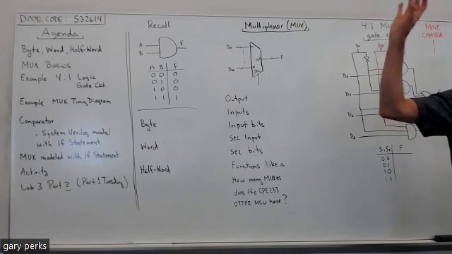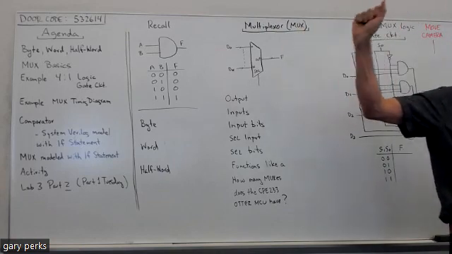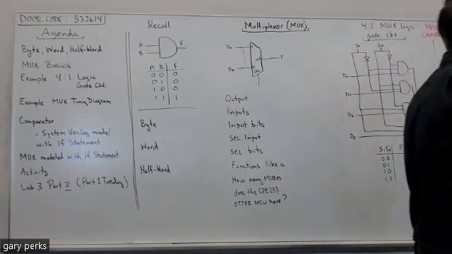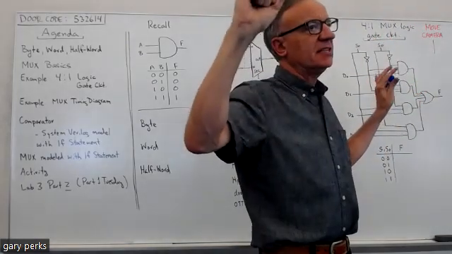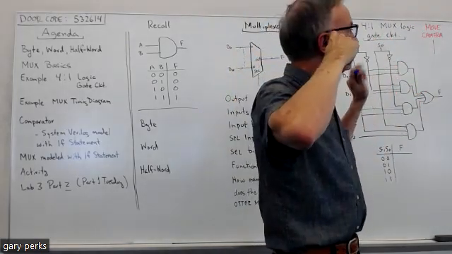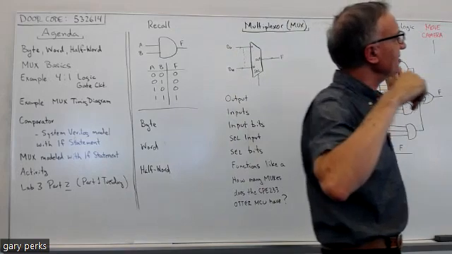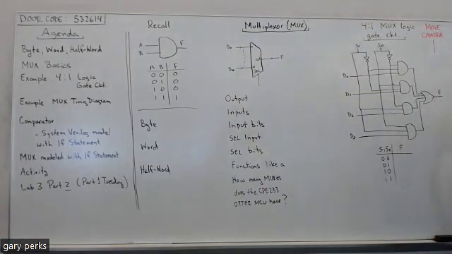So, we're going to go over some basics of the multiplexer and then look at an example that's the gate level of a multiplexer, and then look at a timing diagram of a multiplexer, and then we're going to talk about how you would model a multiplexer in Verilog. Lots of multiplexer stuff.